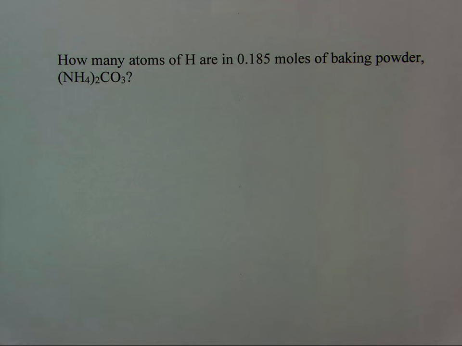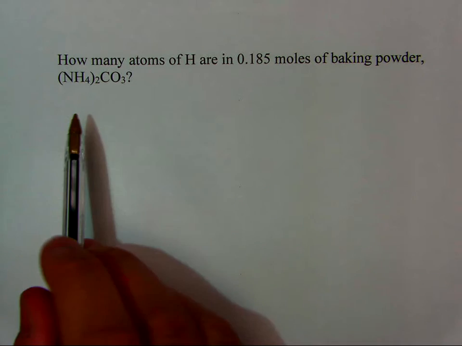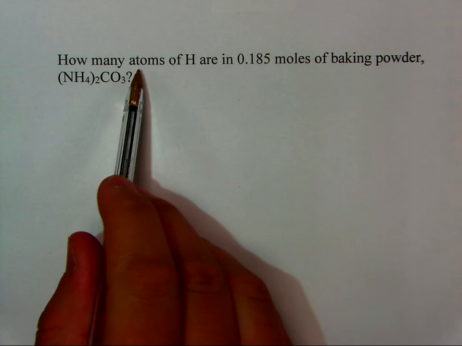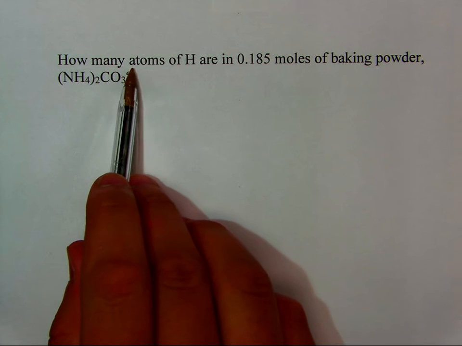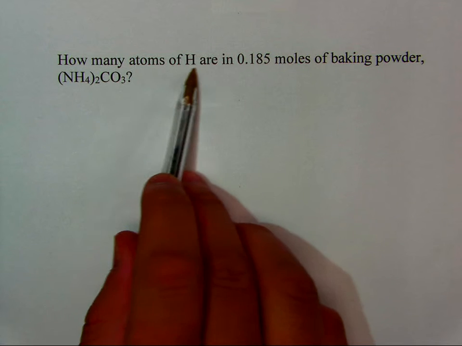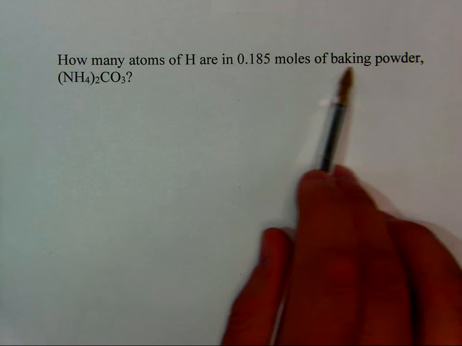How many atoms of hydrogen are in 0.185 moles of baking powder, ammonium carbonate, (NH4)2CO3? To solve a problem like this, what we're really trying to do is change units in the same quantity of stuff. So we're going to change units into atoms of hydrogen. What we're starting with is units of moles of baking powder.